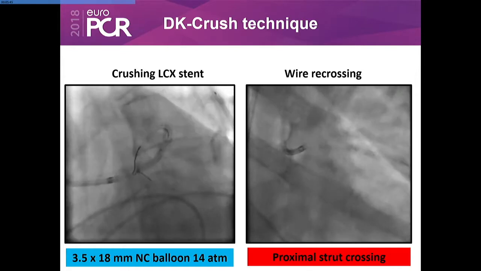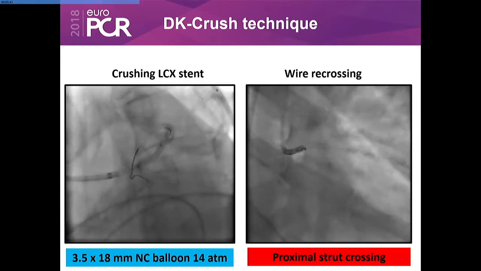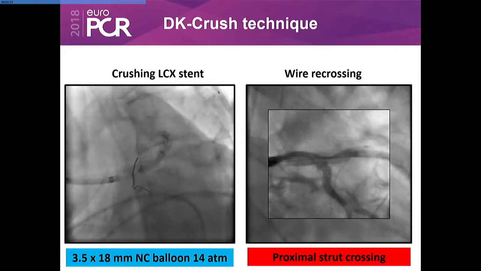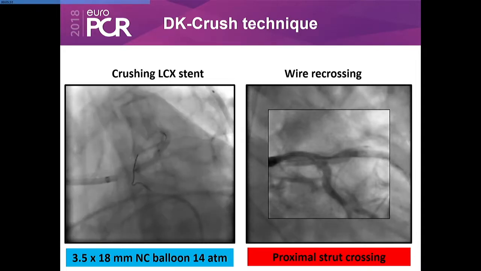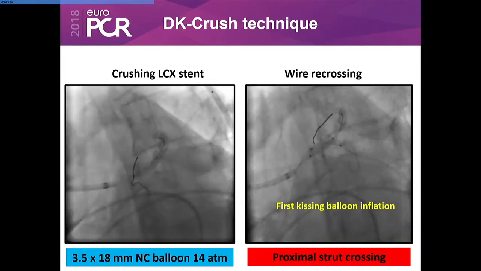As you can appreciate here, this is a proximal strut crossing. Note that we do not go for a pullback technique when you recross the crushed stent. You, as much as possible, try to cross through a proximal strut. This is a zoomed image, so you can appreciate this is away from the carina and towards the other side of the wall. Then you perform the first kissing balloon inflation using non-compliant balloons.